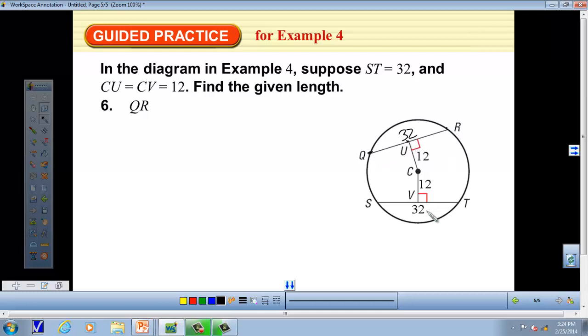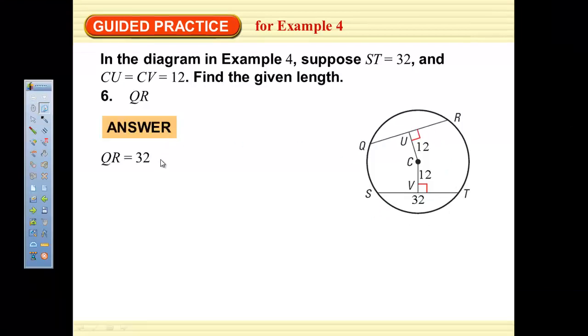And again, QU would be 16, or half of 32. RU would be half of 32. VS would be 16, and VT would be 16. So each of these small legs would be 16. But for this part, we get 32. For QU, I just talked about that. It's half of the whole length, so QU would be 16.